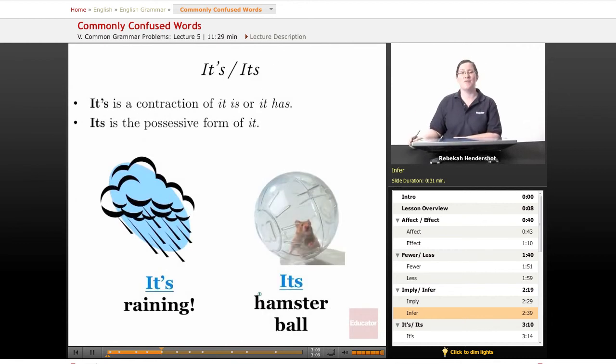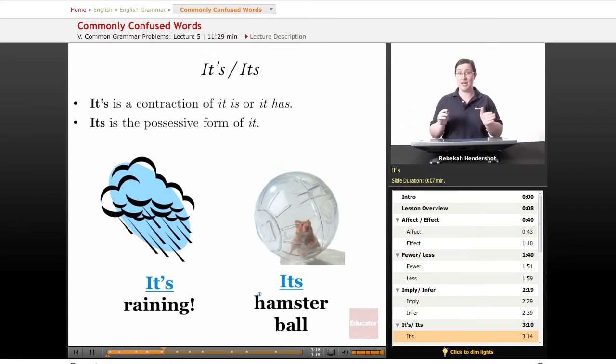All right, it's versus its. Please, please, please remember this one. It's, I-T-apostrophe-S, is a contraction of it is or it has. It's always a contraction, never anything else. ITS, without the apostrophe, is the possessive form of it. The way you remember this?